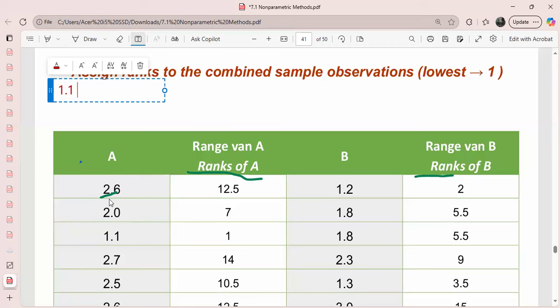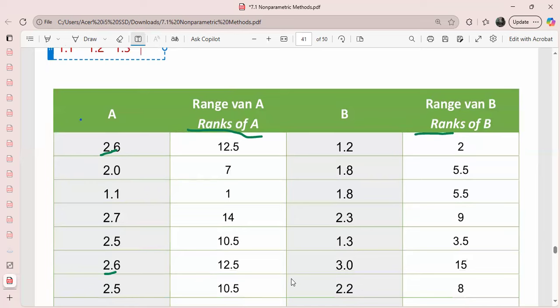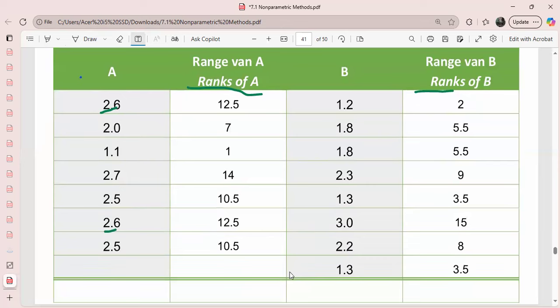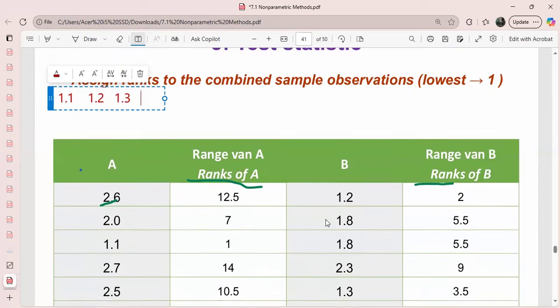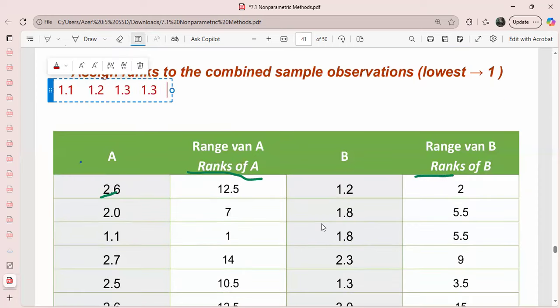What we are doing here is combining the values and making one data set. We group that data in ascending order. The first one is 1.1, followed by 1.2. Do we have 1.3? Yes, we do. How many 1.3s do we have? Two 1.3s. So it's 1.3 again. Just write them the way they are.